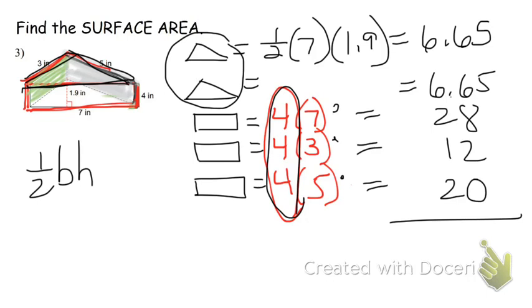All right, so let me add that up. 6.65 times 2 plus 28 plus 12 plus 20, and I get a final answer of 73.3 square inches. Okay, the next example is pretty much just like that.